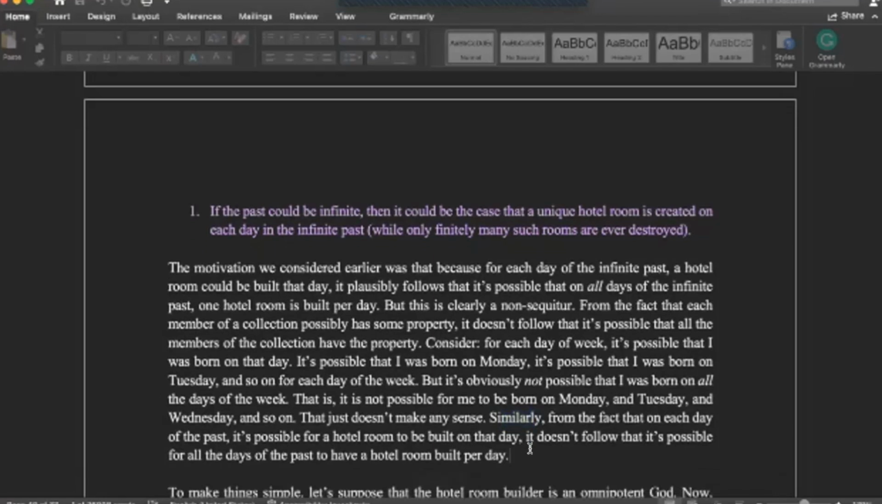Okay, so if you didn't understand that point, don't worry, right? Just return to the case of me being born on each day of the week. Even though for each day of the week it's possible that I was born on that day, it doesn't follow that it's possible that I was born on all the days of the week.